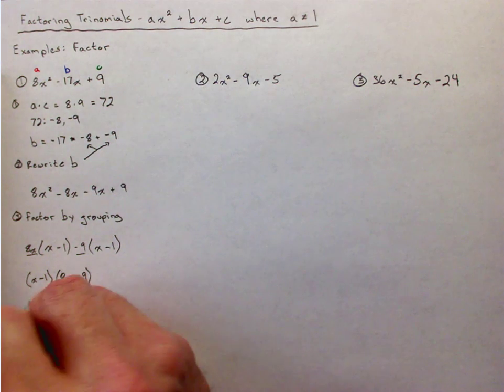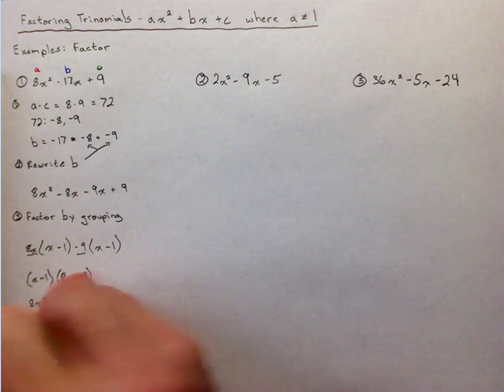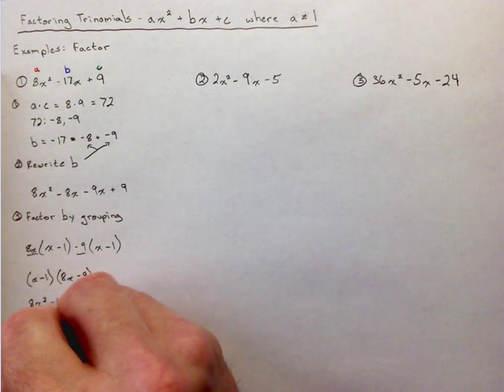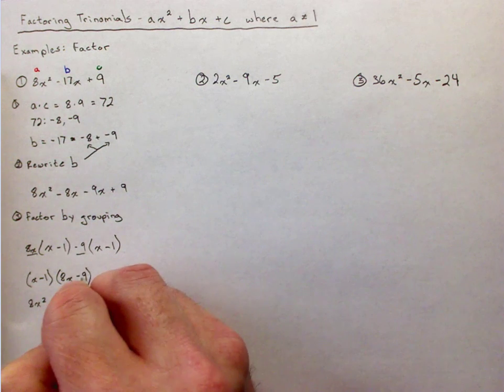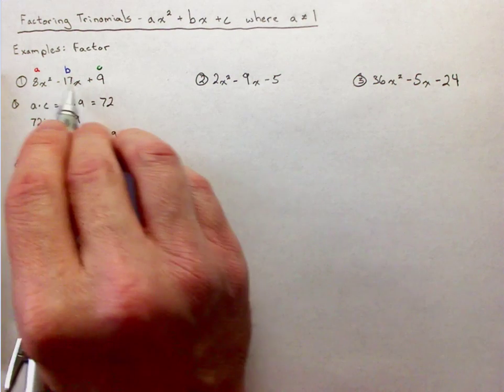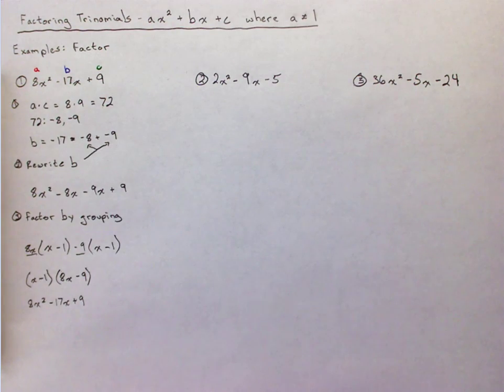Check our work. That is 8x squared. That's a negative 9x, that's a negative 8x, so negative 17x, and a negative times a negative is a positive, so plus 9. 8x squared minus 17x plus 9. 8x squared minus 17x plus 9. There we go. Next one.